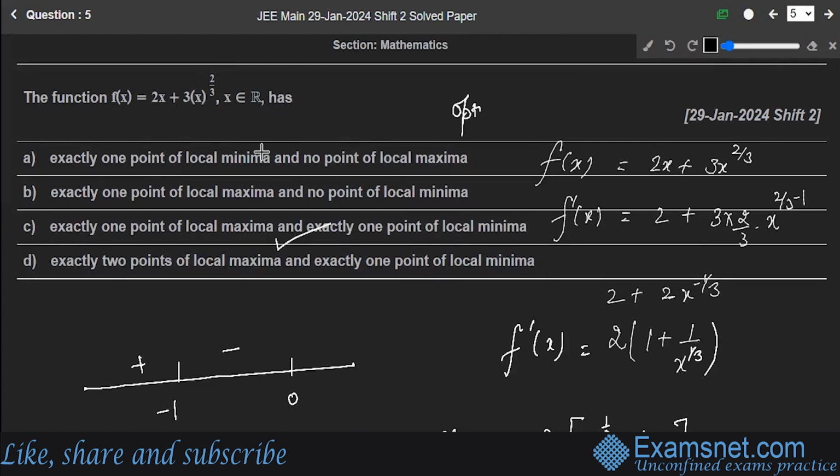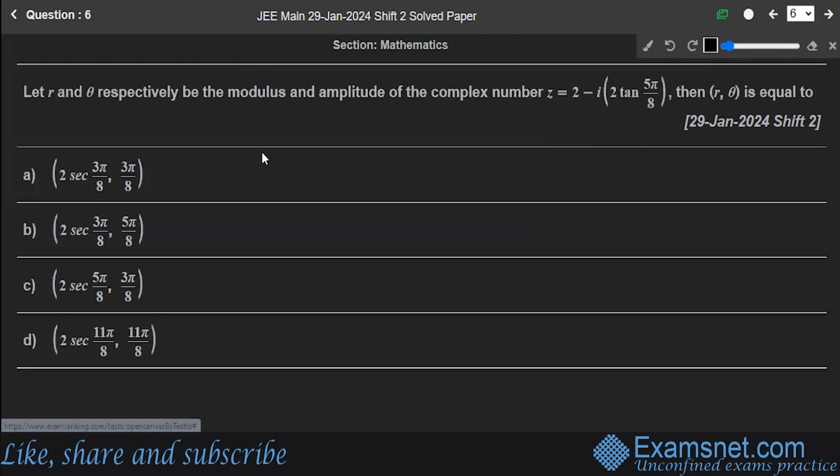Option C. This is the right answer to the question. Hope you're clear with this. Let's move to the next question, number 6. Question number 6, let r and theta respectively be the modulus and the amplitude of the complex number given by this. And you have to tell what is r comma theta equal to.